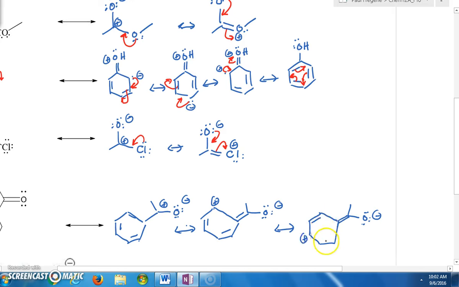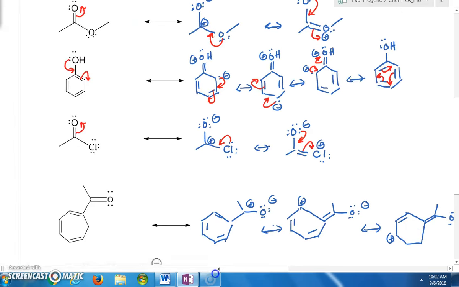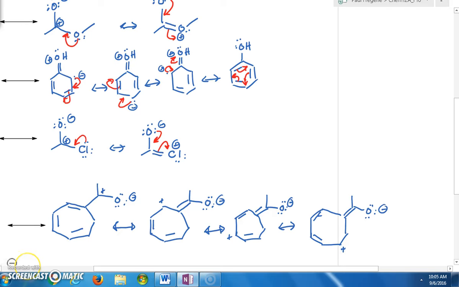Have a positive charge here like that. So again, we have been looking at allylic lone pairs, allylic cation. So you can see these are all allylic.